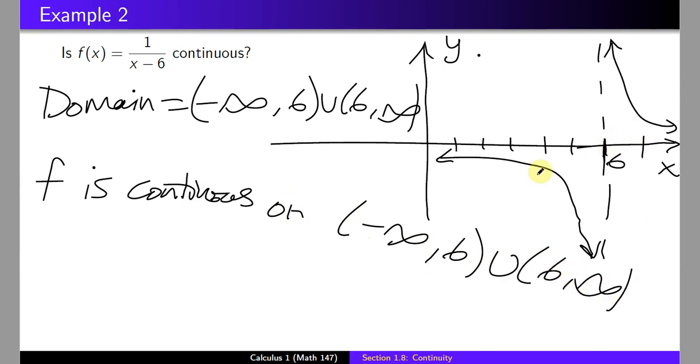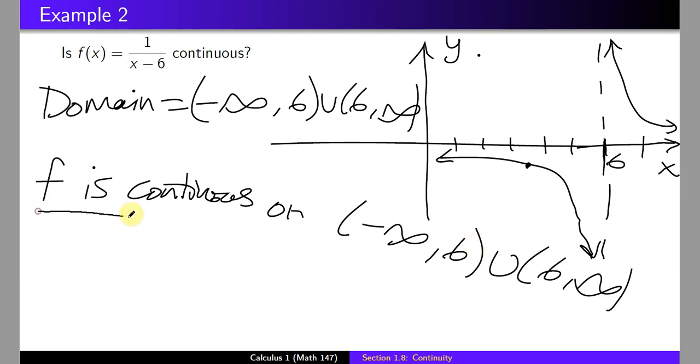Because everywhere but 6, it's very well defined. If we pick this point here, for example, the value of the function is equal to the limit from the left is equal to the limit from the right. The same can be said for any other point inside of the domain. So f is continuous on its domain.